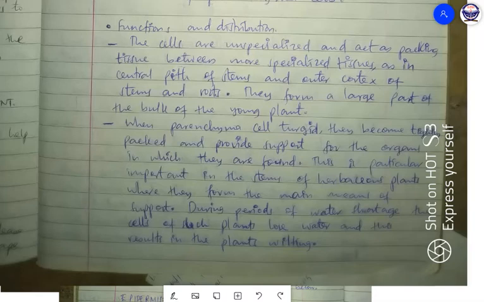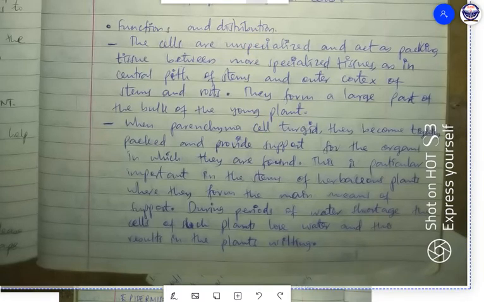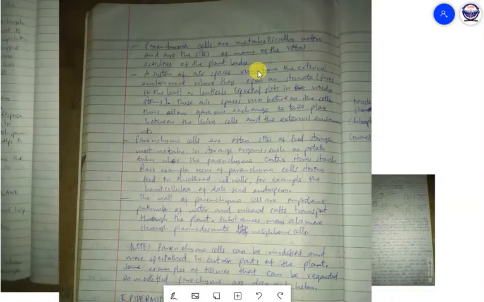So we are saying that during periods of water shortage, the cells of such plants lose water, and this results in the plant wilting. Plant wilting ambako ndiko kunyauka kwa mmea.